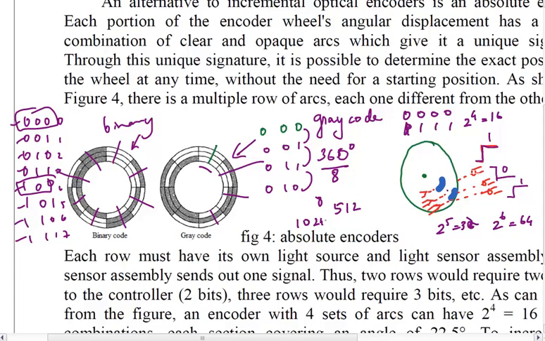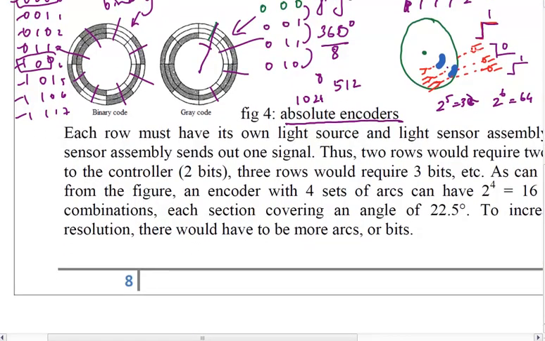Like that we can have any number of rows, and based on that we will have that many small sectors, and with each output you can directly say which sector the present position is. That's why it is called an absolute encoder, because you don't have to always store the initial position. You can directly look at the present value and say exactly in which sector the rotation presently is. That is the thing about absolute encoders.